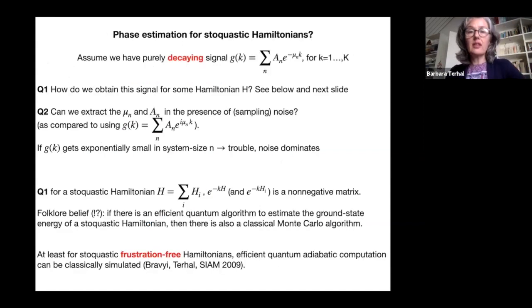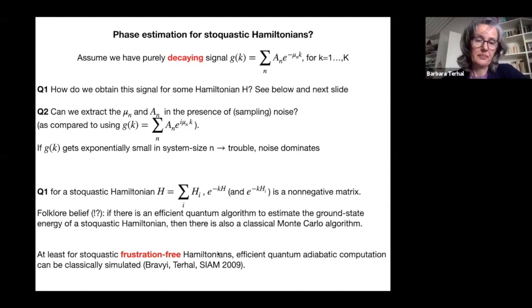Okay, so in the last 5 to 10 minutes, I'd like to come back to the title of my talk: is phase estimation useful for stochastic Hamiltonians? Sergey and I thought about this much in the past, and other people as well. There's a folklore belief that if there's an efficient quantum algorithm to estimate the ground state energy of a stochastic Hamiltonian, meaning it has no sign problem, maybe then there's also a classical Monte Carlo algorithm. Maybe this is completely false. There are some counterexamples for some techniques. Well, it's an open question.